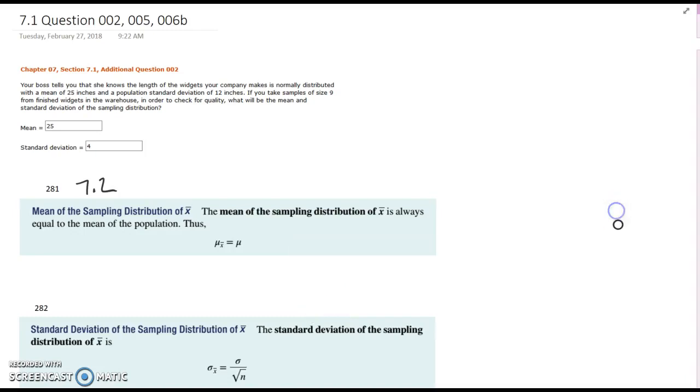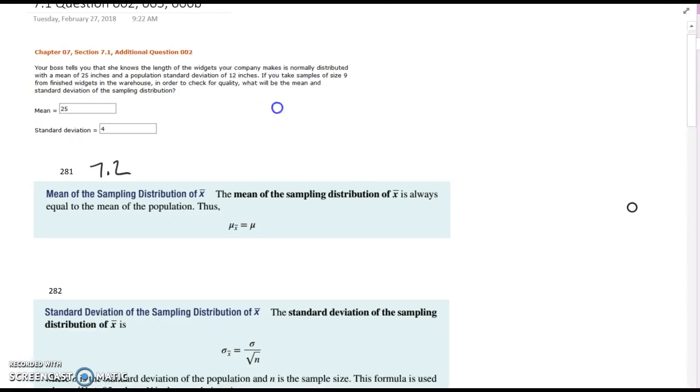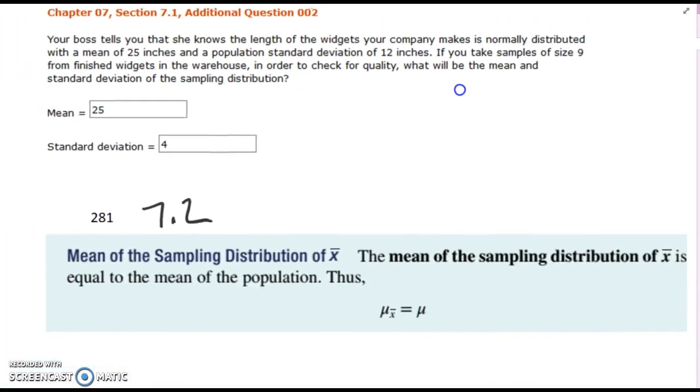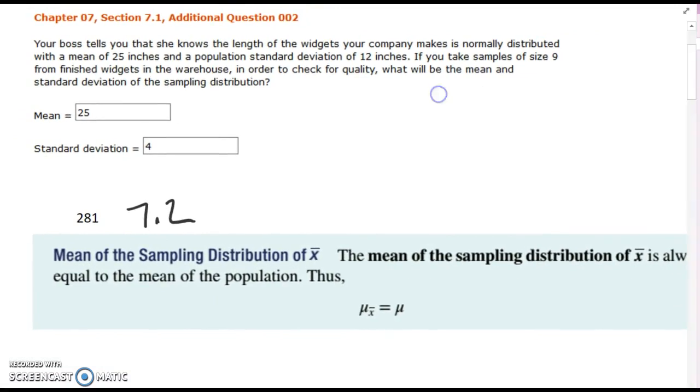Looking at questions 2, 5, and 6b from 7.1, your boss tells you that she knows the length of a widget your company makes is normally distributed with a mean of 25 inches and a population standard deviation of 12 inches. If you take a sample size of 9, find the mean and standard deviation of the sample, right?